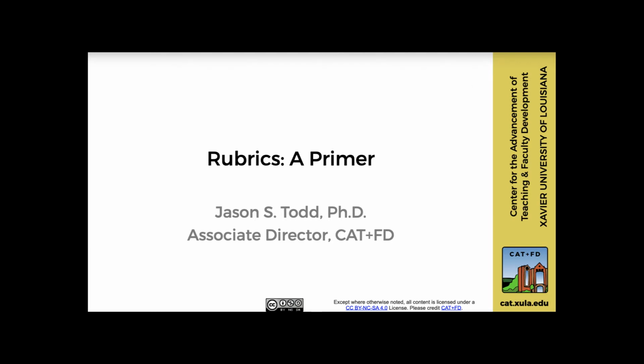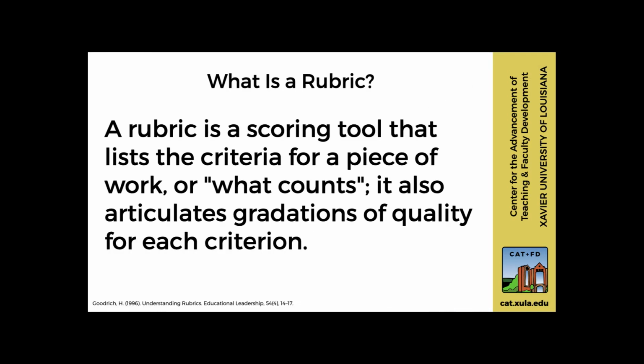There are plenty of definitions for rubrics. I found this one by Heidi Goodrich, which I think is one of the more straightforward. According to Goodrich, a rubric is a scoring tool that lists the criteria for a piece of work, or what counts. It also articulates gradations of quality for each criterion. The terms you'll want to remember when dealing with rubrics are levels, what Goodrich calls gradations of quality, and criteria.